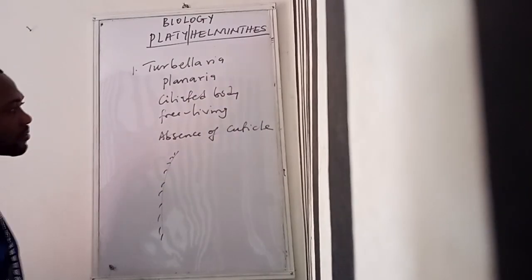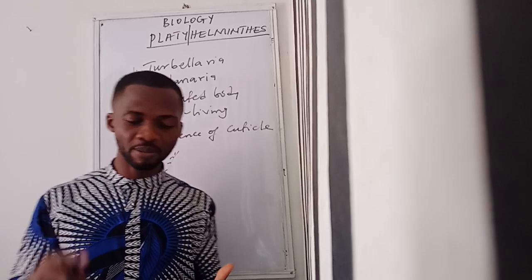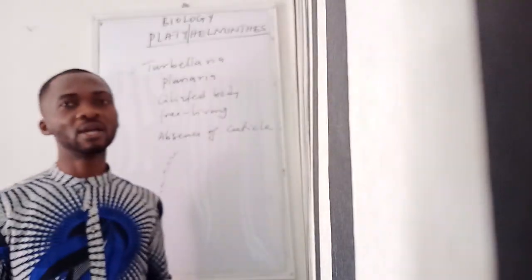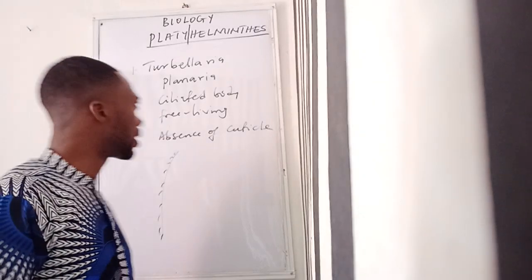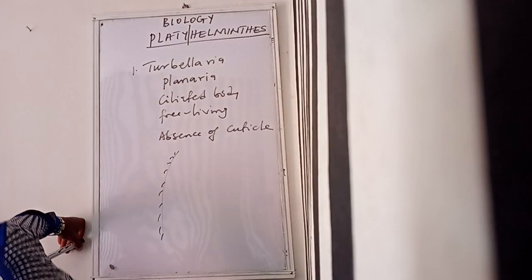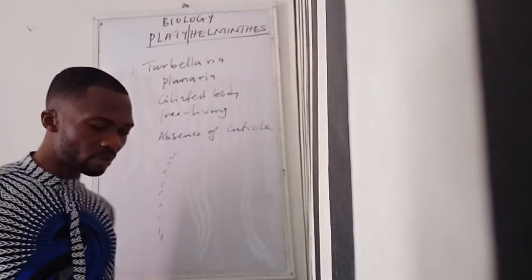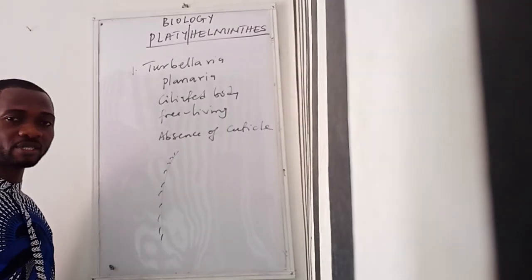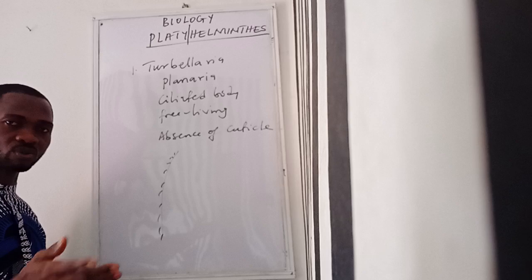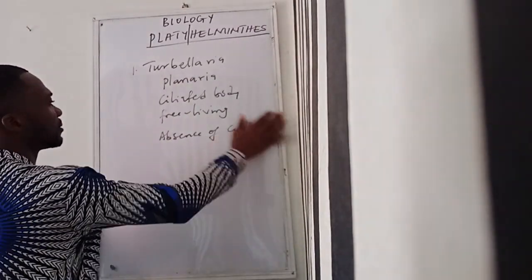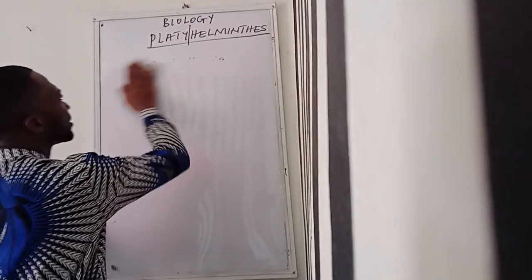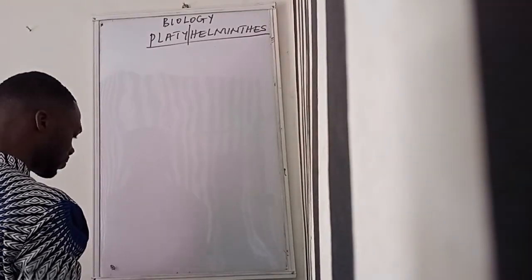Then there is absence of cuticle. This cuticle can be found in members of Trematoda and Cestoda, but is absent in members of this group. And of course, they are found in aquatic environments. You can see them majorly in aquatic environments, though some can also live on land, but the majority are found in aquatic environments. So that's the first one, Turbellaria.